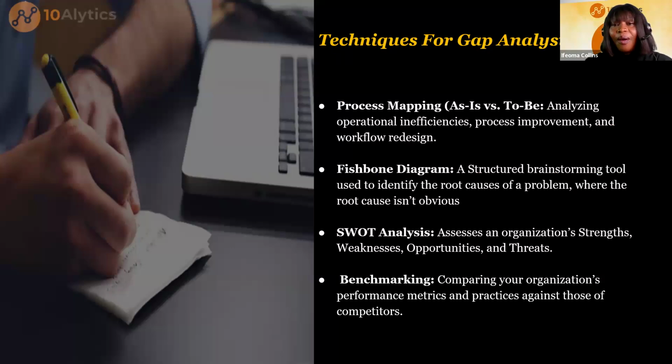Okay. All right. So techniques for gap analysis. We have different techniques for gap analysis, and for the purpose of this masterclass, we're going to stick to the ones you can see on the screen right now. So we have process mapping, we have the fishbone diagram, we have the SWOT analysis, and we also have benchmarking. Okay, so process mapping, you can use this to identify the organization or the business's current states and their future states, right?